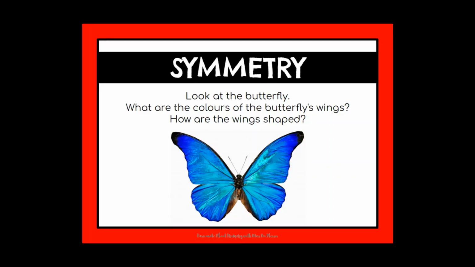Look at the butterfly. What are the colors of the butterfly's wings? How are the wings shaped? Do you notice that both wings are exactly the same? One wing is a mirror image of the other wing.